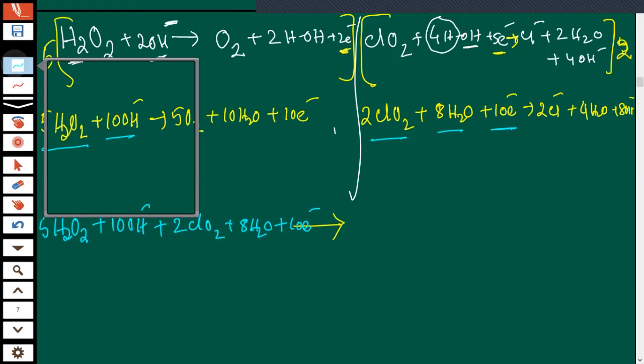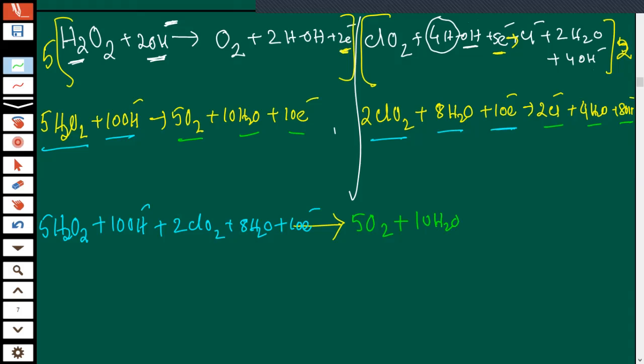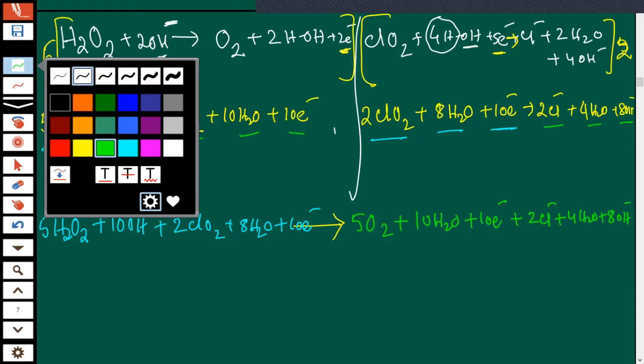And now what is in the right hand side, children? In right hand side we will write 5 O2 plus 10 H2O plus 10 electrons plus 2 Cl minus plus 4 H2O plus 8 OH minus, right? Now we have to cancel some unnecessary, common things, okay?